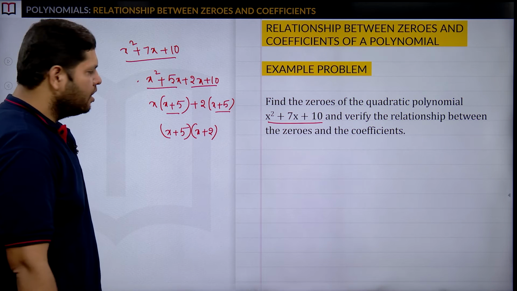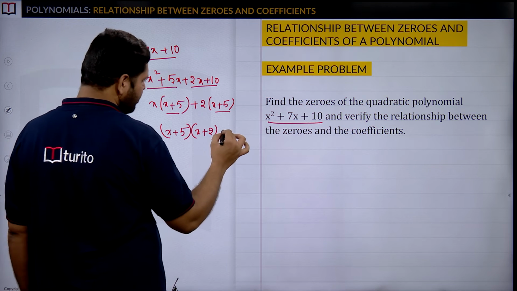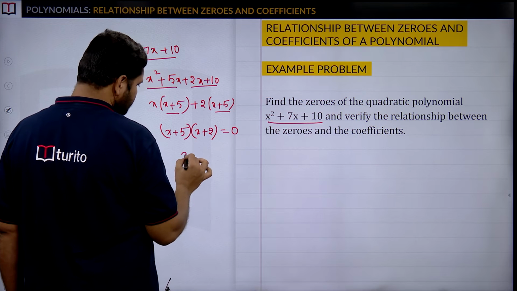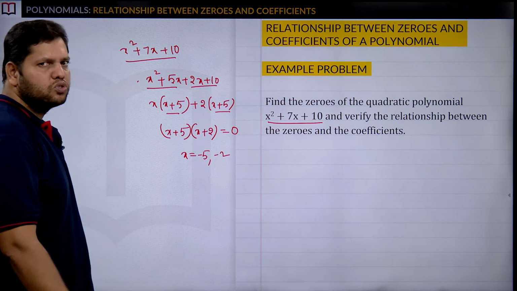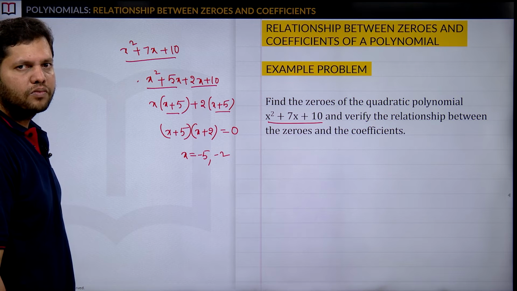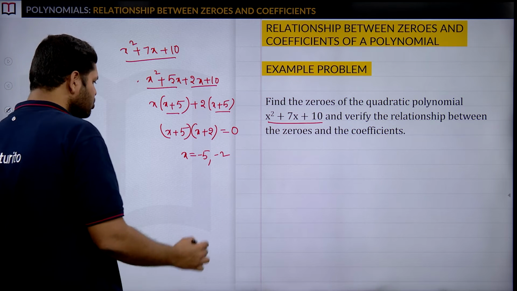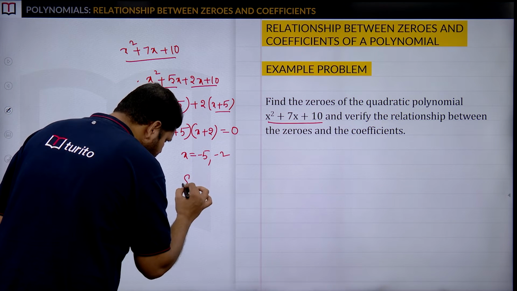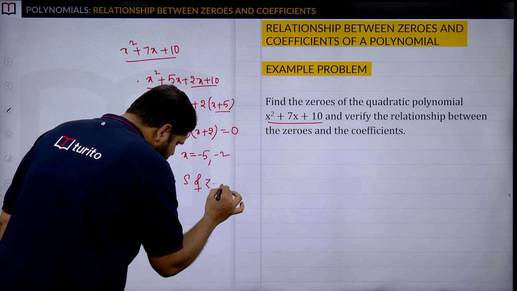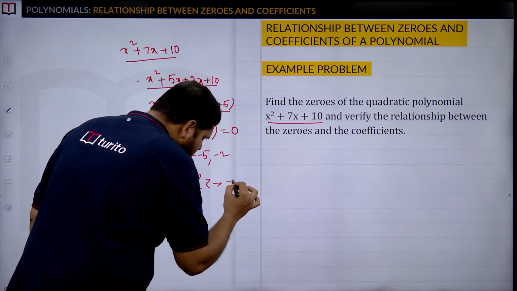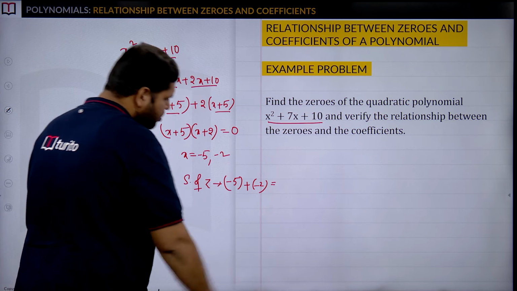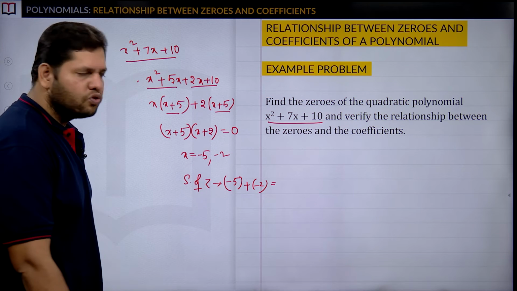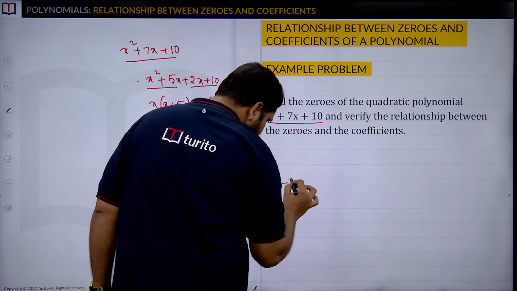Okay. Now, again to find the zeros, we have to equate to 0. So, when I equate to 0, I get x is equal to minus 5, and I will get x is equal to minus 2. Okay. Again, how we can bring the relationship, children? Just add the zeros. So, sum of the zeros. How we can write sum of the zeros? Minus 5 plus of minus 2. So, minus 5 and minus 2. What is the value? It is minus 7.